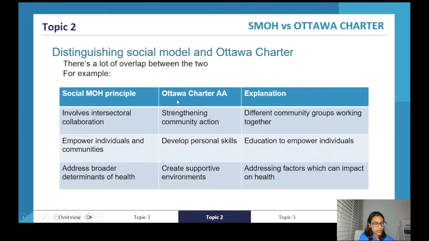You could be writing out your response, but then you link it back to the social model. So it involves intersectoral collaboration, instead of saying strengthening community action or develop personal skills, when really the question asked about the social model, and you needed to write out and link it back to empower individuals and communities, and not say this word, but say this word.